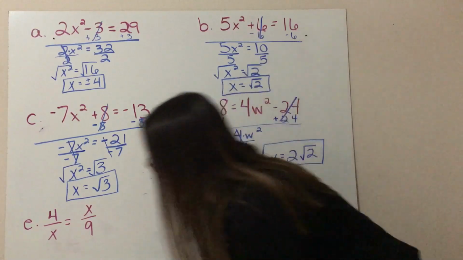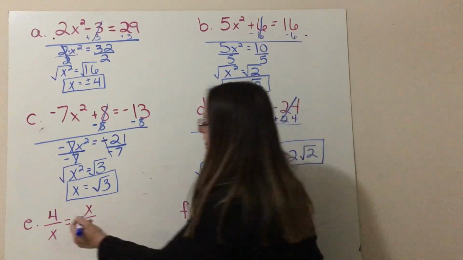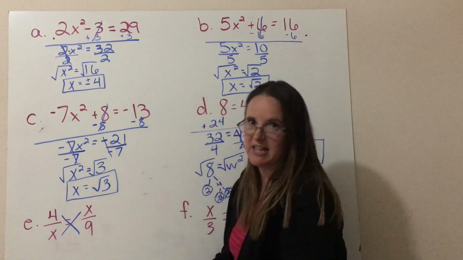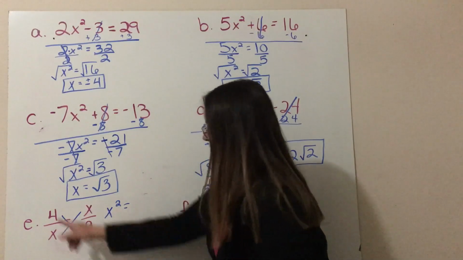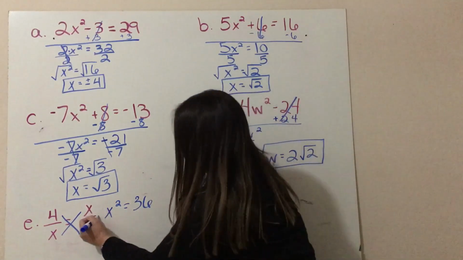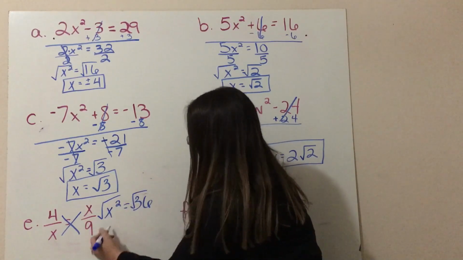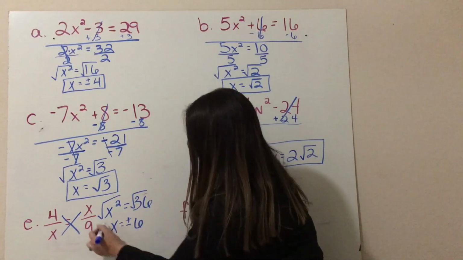Okay, moving on down here to e. Remember, we've got a fraction equals a fraction. Let's cross multiply. So this is going to give me x squared equals 36. So we'll take the square root of both sides, and x will equal plus or minus 6.